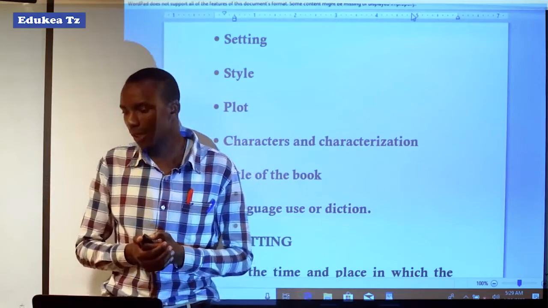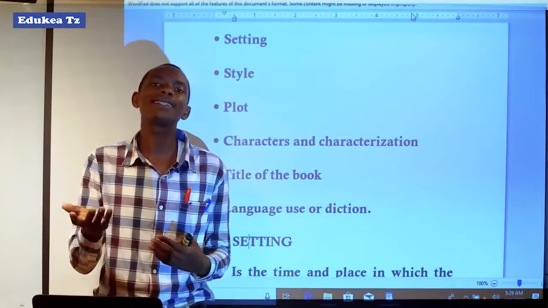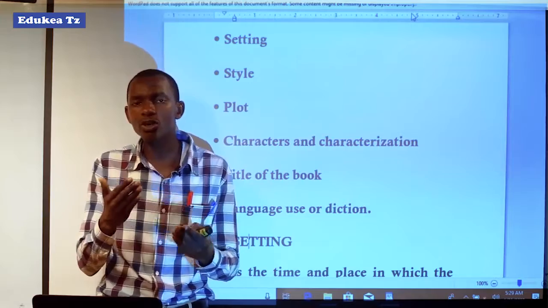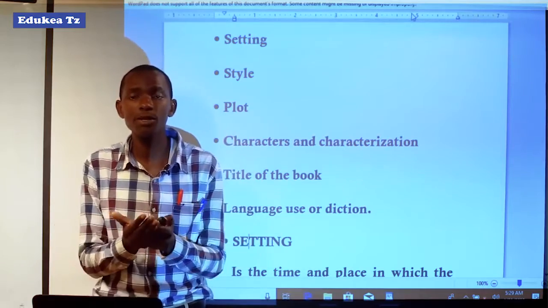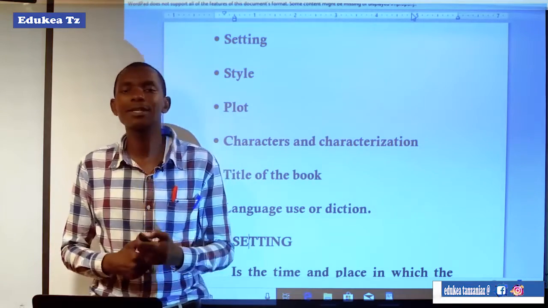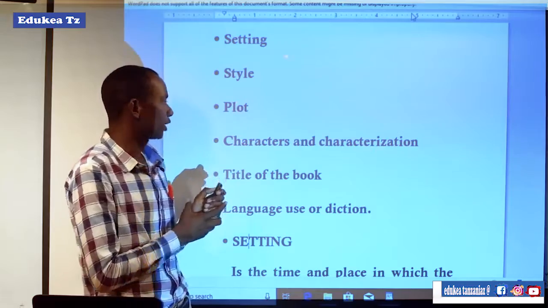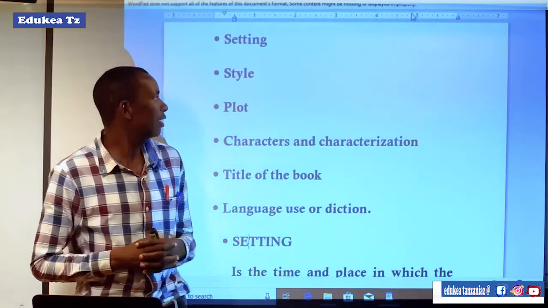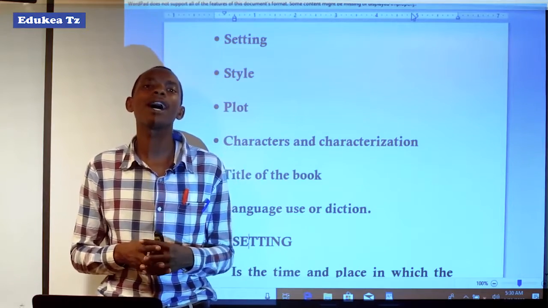When you speak about style, in normal words, we can define it as how we perform or do a certain thing. If you are cooking ugali, there are several styles or techniques which can be used to prepare ugali. So even in literature, when you speak about style, it simply means the several techniques that have been used to prepare a particular literary work. So that is the second one. And the third one is plot. When we speak about the plot, in Kiswahili we call it mtiririko wa matukio, how a literary work has been arranged.